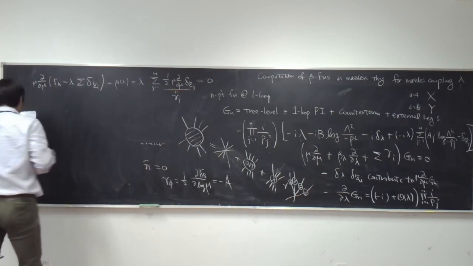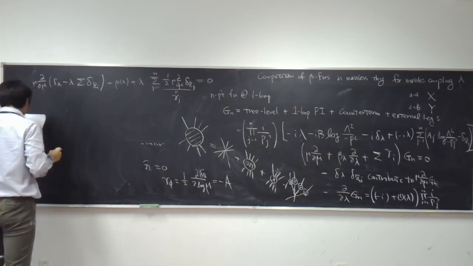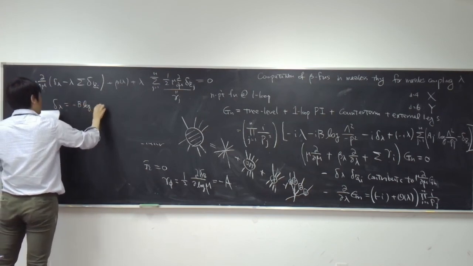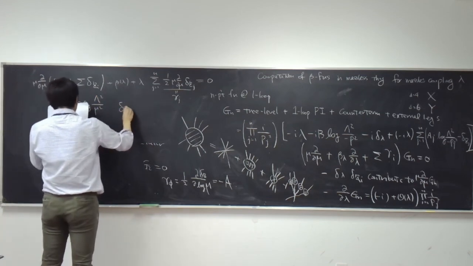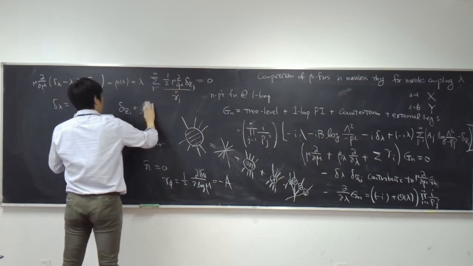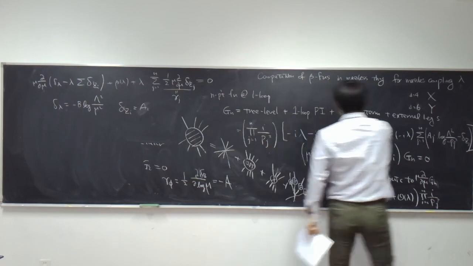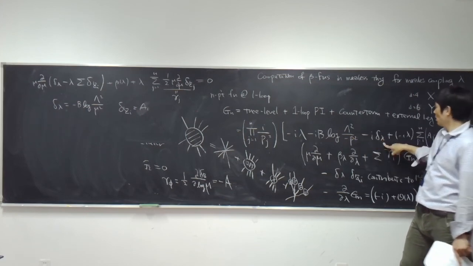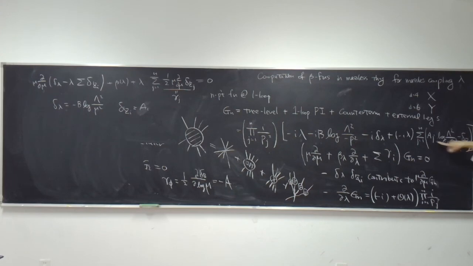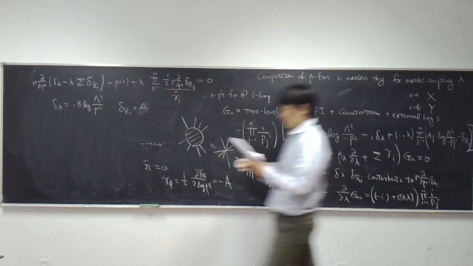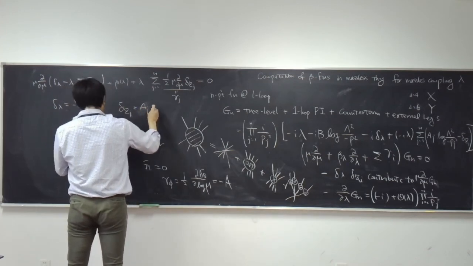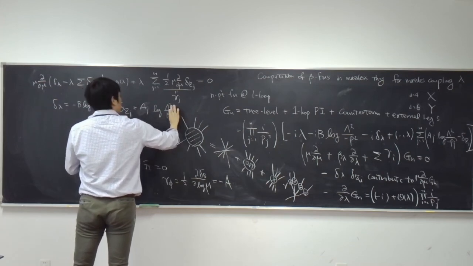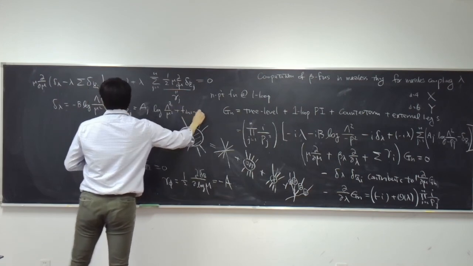Since, as we found, lambda is equal to minus b log mu squared over lambda squared, and also delta z_i is equal to log a_i. So when p squared is equal to minus mu squared, it is absorbed into delta lambda. And also delta z_i absorbs the divergence here. And therefore here it's just delta z_j, log lambda squared over mu squared, plus finite.